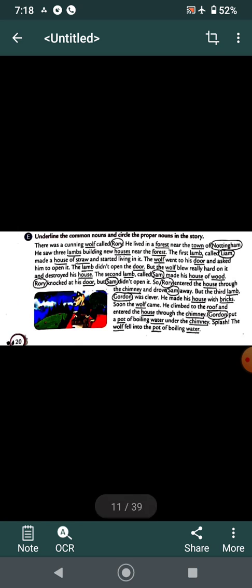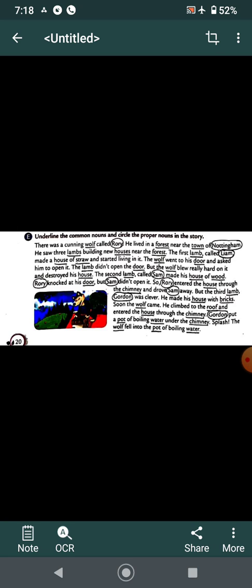Now children, underline the common nouns and circle the proper nouns in the story. Now we'll read the story and side by side we will underline the common nouns and circle the proper nouns in the story. There was a cunning wolf called Ronnie. So wolf is a common noun, Ronnie is a proper noun. So you will underline wolf and circle Ronnie.